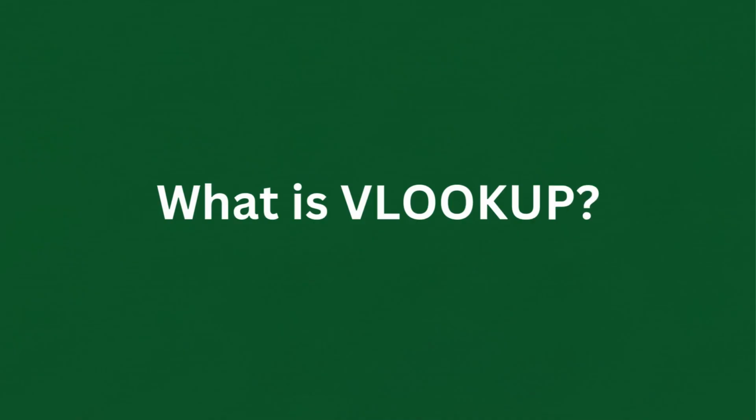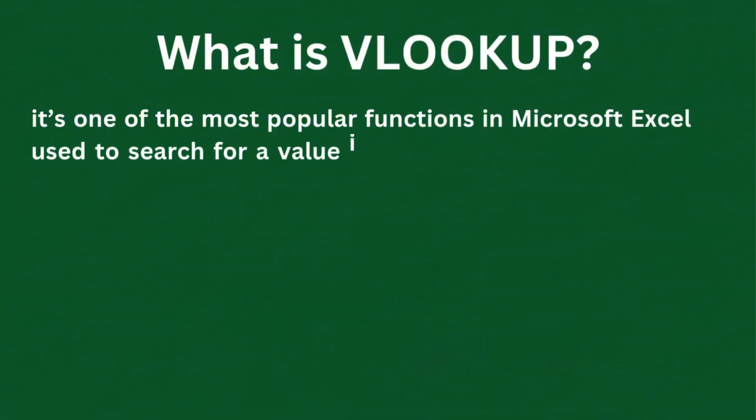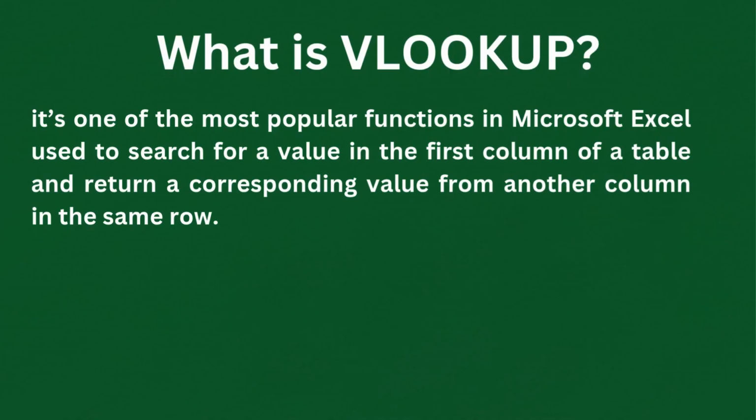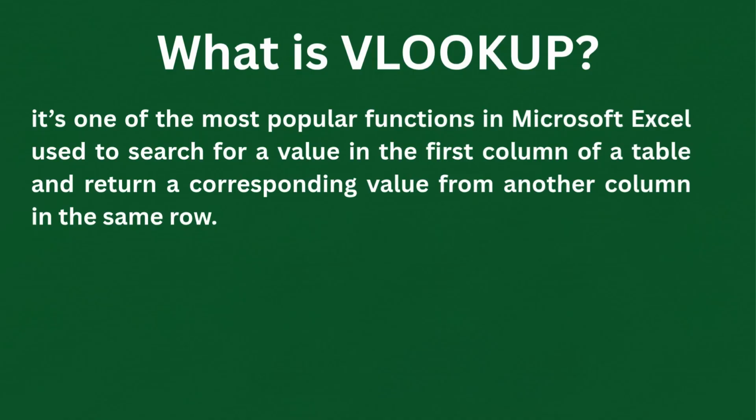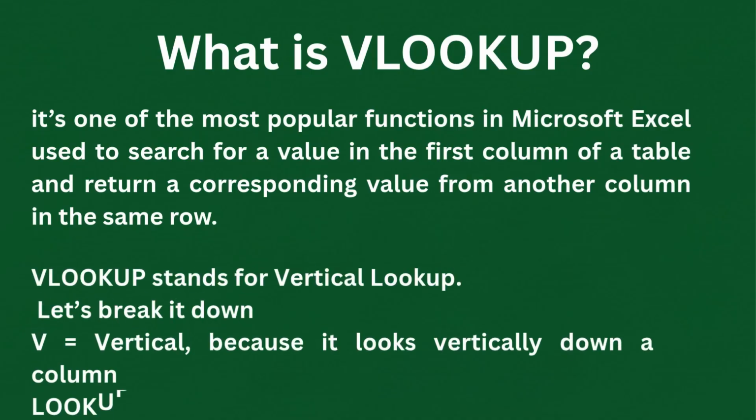What is VLOOKUP? VLOOKUP stands for vertical lookup. It's one of the most popular functions in Microsoft Excel, used to search for a value in the first column of a table and return a corresponding value from another column in the same row. Let's break it down. V equals vertical because it looks vertically down a column. Lookup equals search for a value.